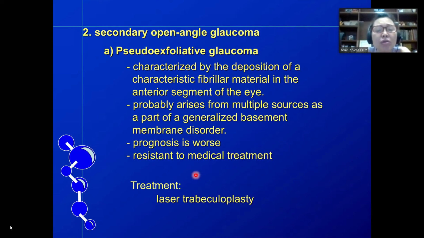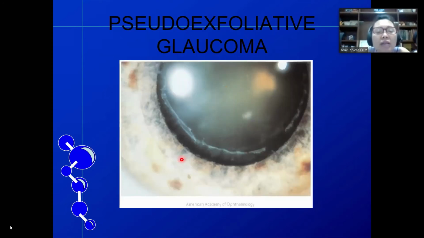In this condition, the angle is open, but there are debris covering the meshwork. So here you will do laser trabeculoplasty. Parang you will create holes in your trabecular meshwork. Okay, next. This whitish debris, they came from the anterior lens capsule. Para yan mga dandruffs, mahuhulog yan ngayon, magdideposit sa anterior chamber angle.